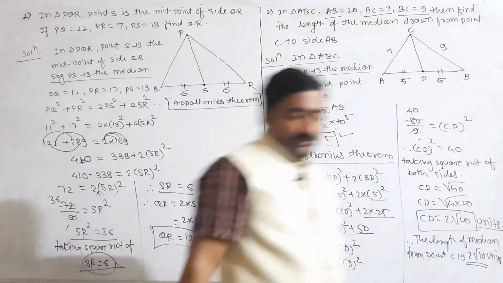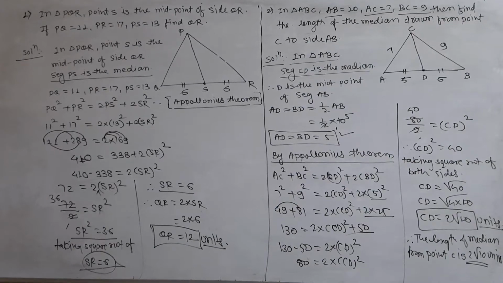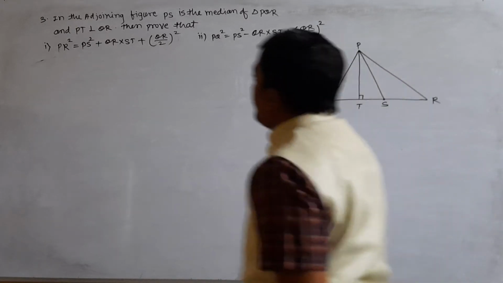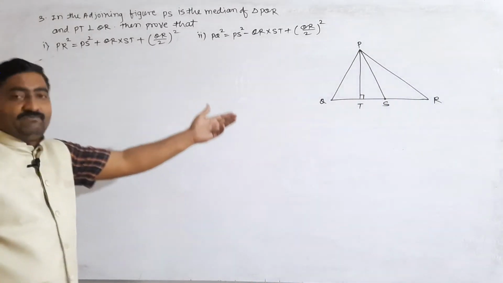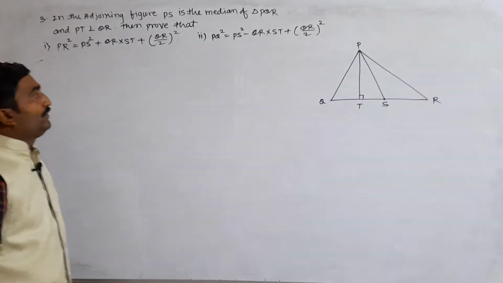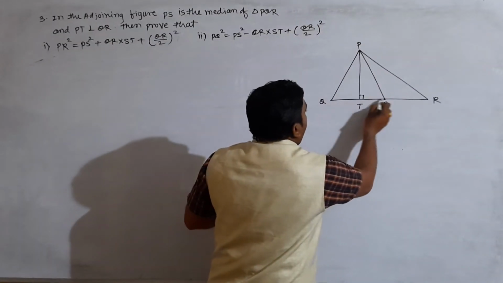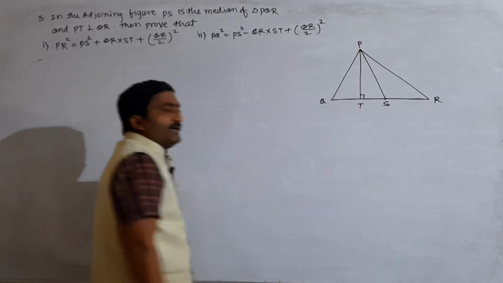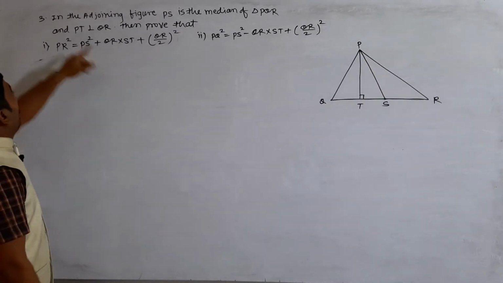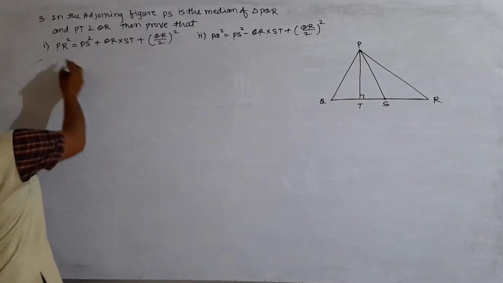So the next problem we have to study on the basis of Apollonius theorem is this. In the adjoining figure, this is the given figure, PS is the median of triangle PQR. It means QS and SR are congruent. And PT is perpendicular to QR. Then we have to prove these two statements.